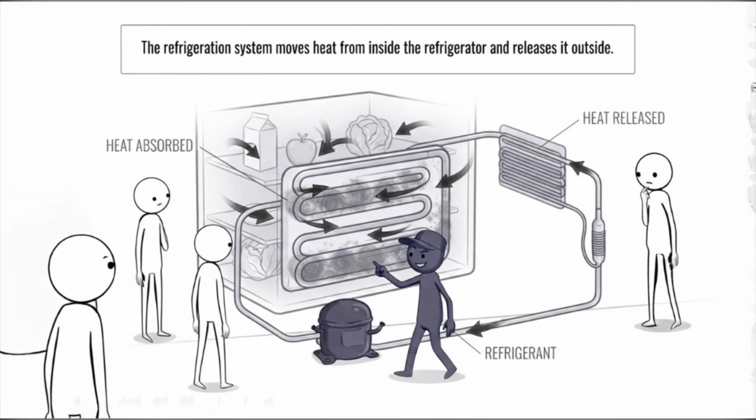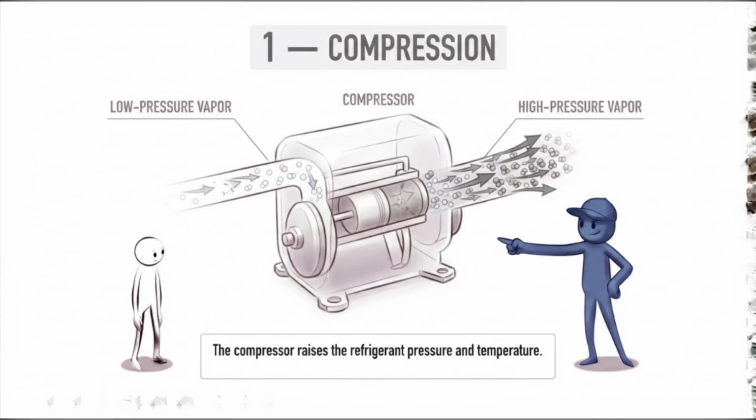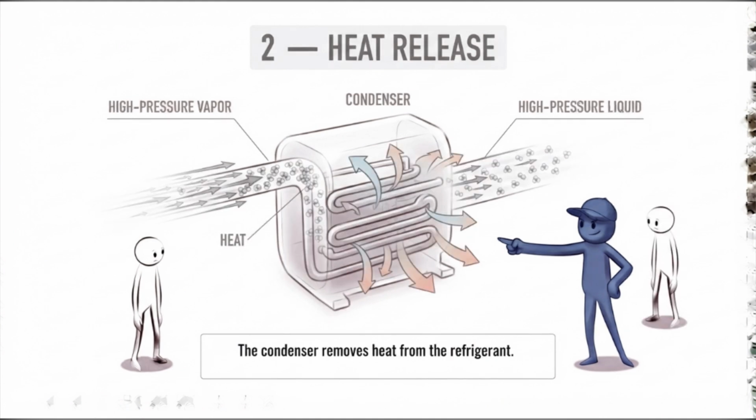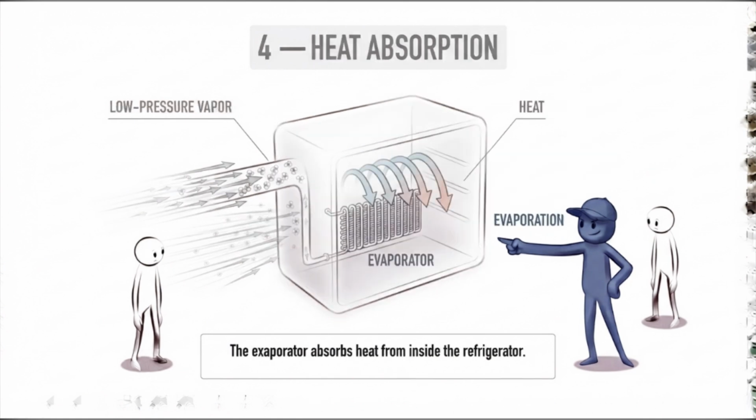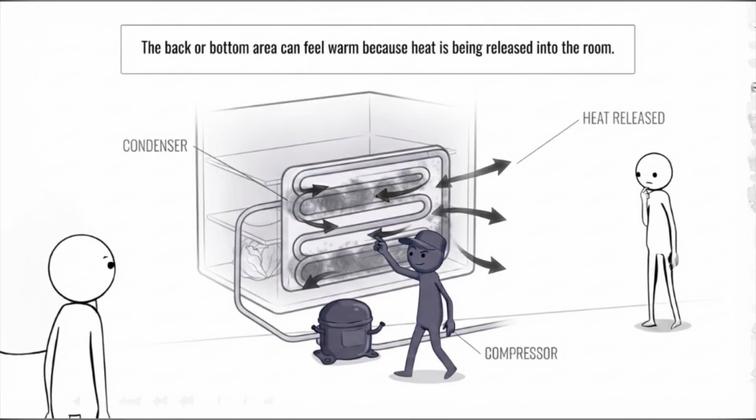So we can follow the refrigerant through four major stages. Compressor, condenser, expansion device, evaporator. The compressor raises the refrigerant's pressure. The condenser releases heat. The expansion device lowers the refrigerant's pressure. And the evaporator absorbs heat from inside the refrigerator. Together, these four stages create the basic refrigeration cycle. But there is another important question.